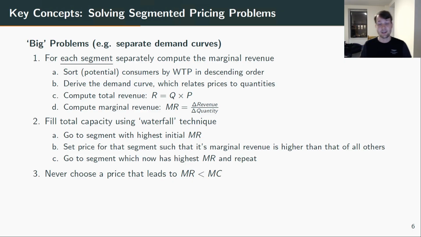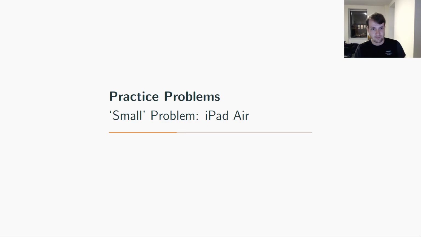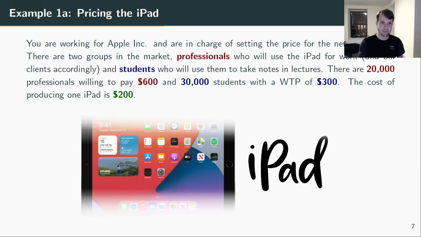When I said last time it's important to use this marginal revenue concept, that's because, well, in the simple cases, it's easy to just look at total revenue and pick whatever. In these cases, it gets very complicated very quickly, and marginal revenue is like a super easy way of solving these things. So we're going to start with a small problem that I wrote up when the iPad Air came out a couple of years ago, and we're going to try to figure out how these problems work.